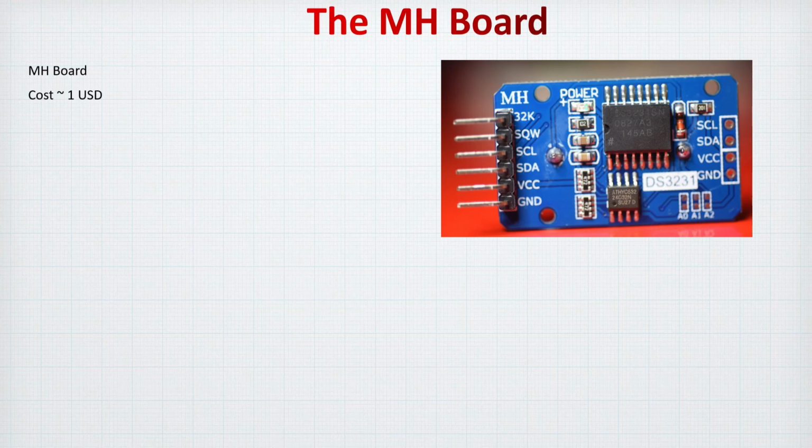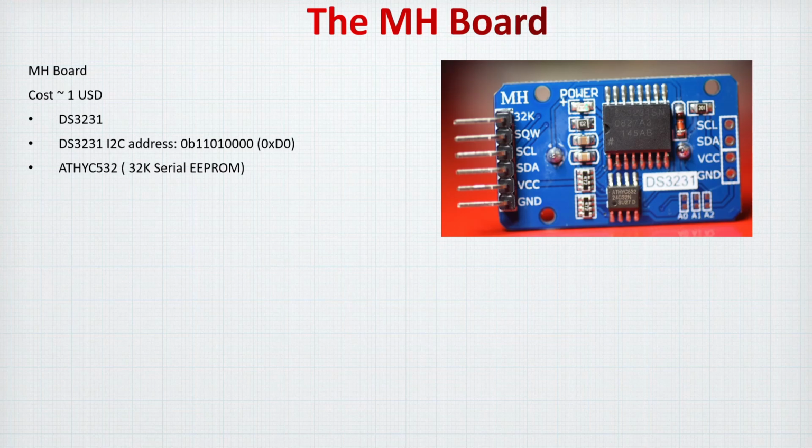Okay, so we are going to use this chip on the MH board. A quick look at the MH board. This board has 2 chips, and it costs around $1. It has the DS3231, which is a real time clock, and we have seen that in the previous tutorial. It has the address hexadecimal D0, and it also has the AT24C serial EEPROM, with the name ATHYC523. It's quite long, but you can see it's a small chip on the bottom of the board.